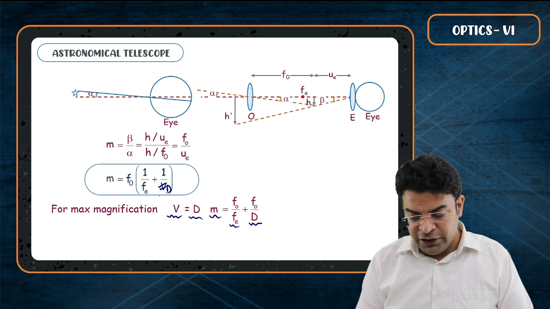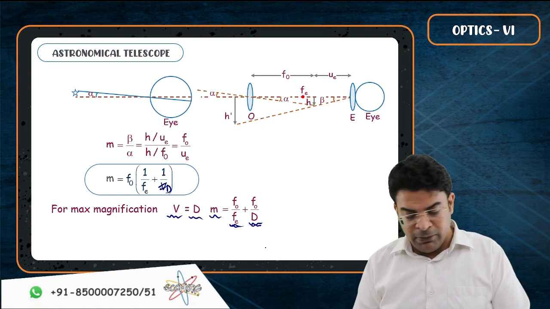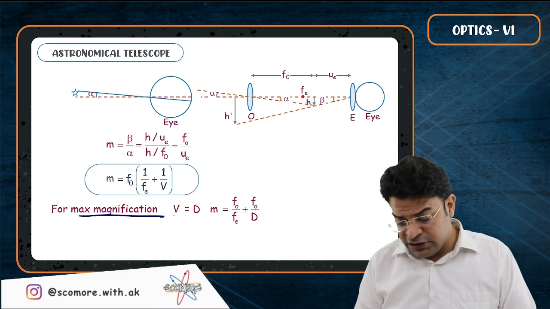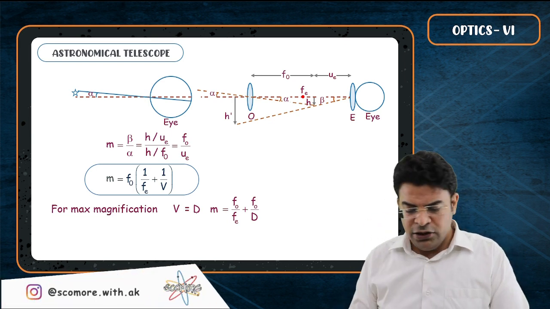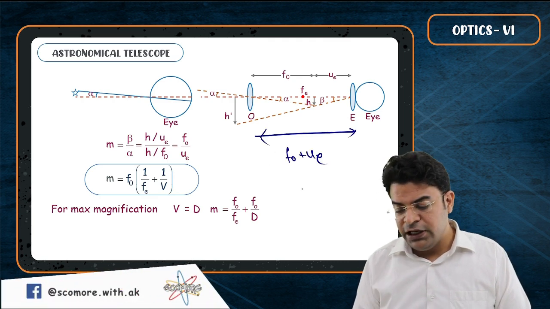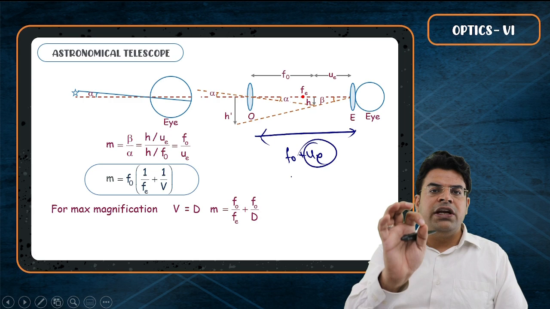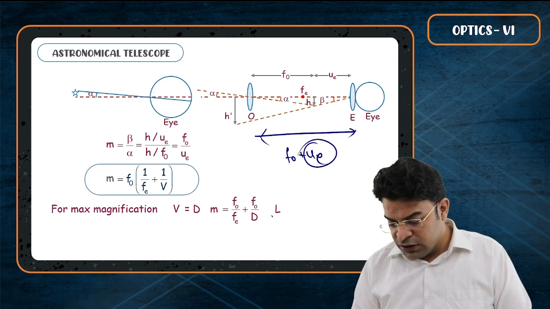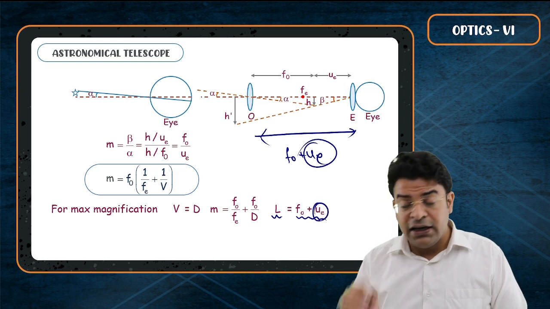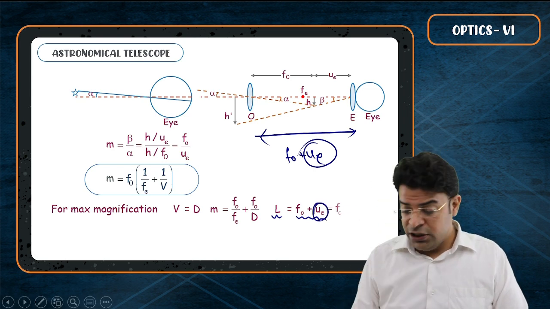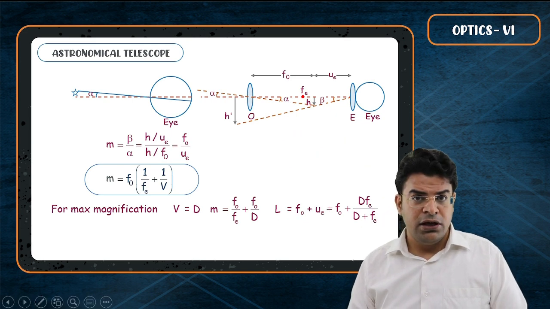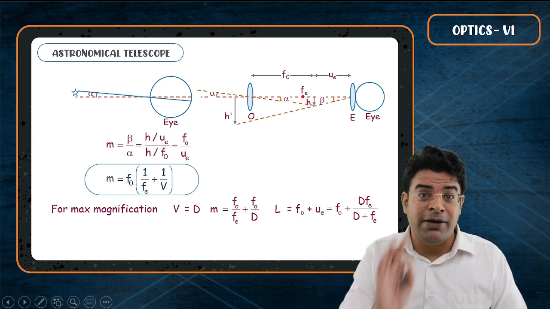Substitute here in place of Vd, you will get f naught by Fe plus f naught by d. And when you keep for maximum magnification such that the final image is formed at d, the length of the telescope has to be f naught plus ue, and in place of ue you will substitute dfe upon d plus fe. So the length of the telescope, which is f naught plus ue, for the final image formed at d, ue can be substituted as dfe upon d plus fe. So see how important is simple microscope.